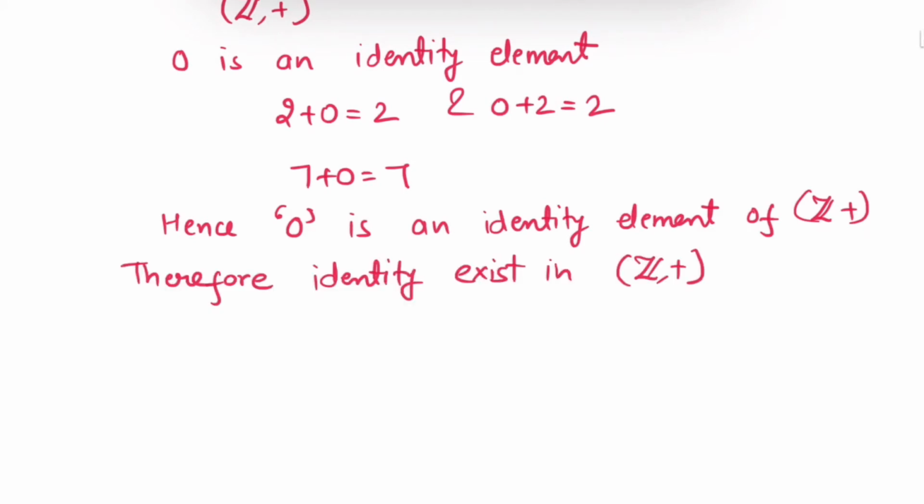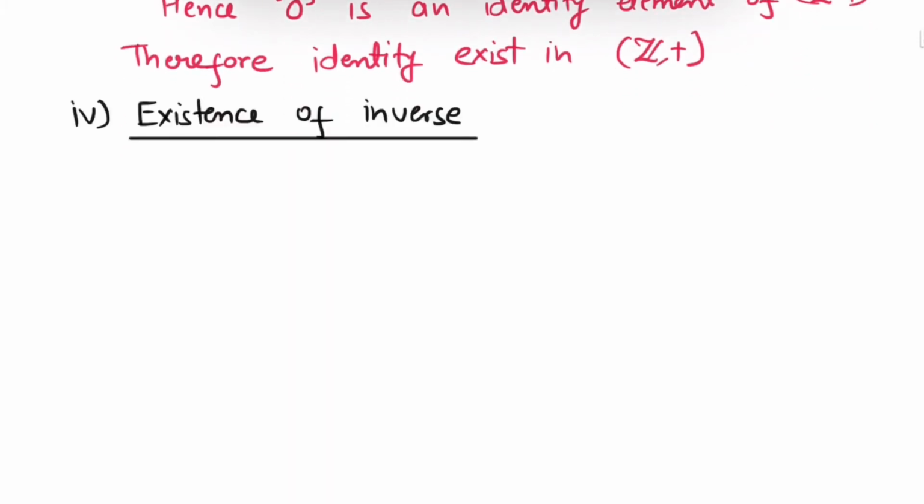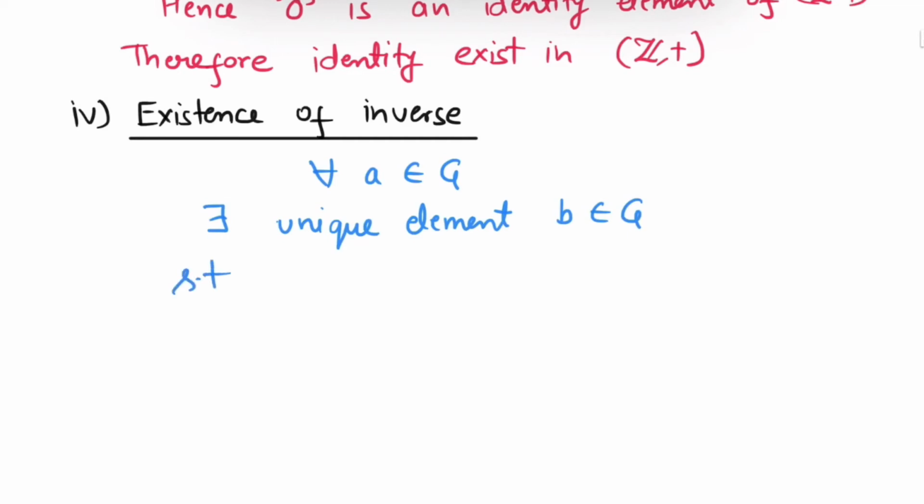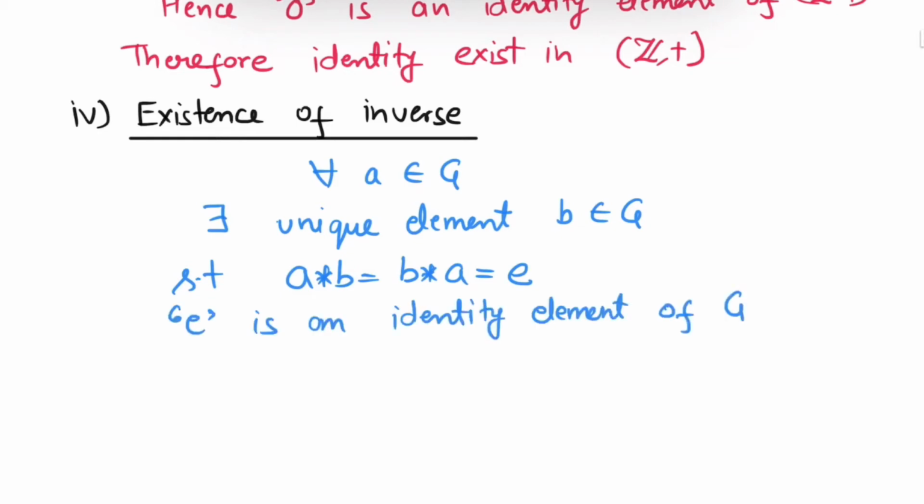Now let's see the last property of a group, existence of inverse. If we take any element A of G and there exists a unique element B of G such that A star B equals B star A and this equals E, where E is the identity element of G, then B is called the inverse of A. If an inverse of each element of G exists, then we say inverse exists in G.